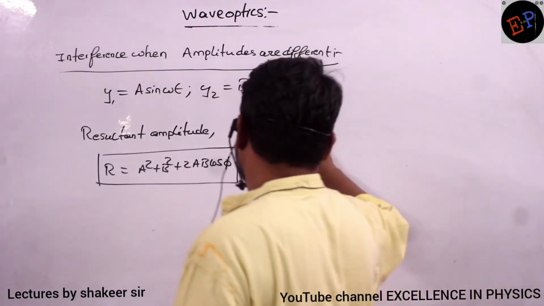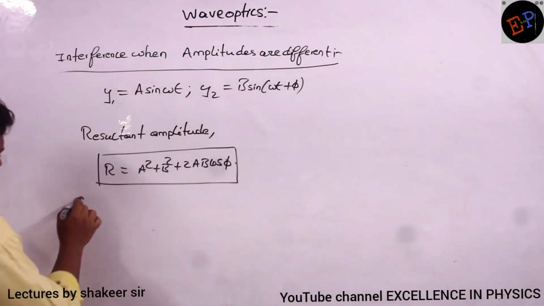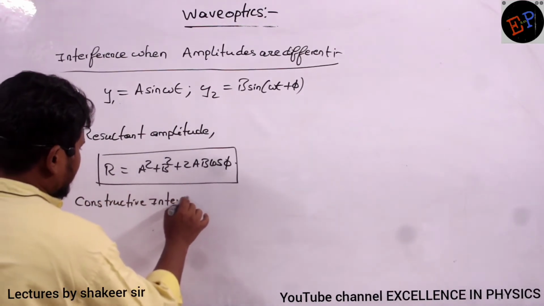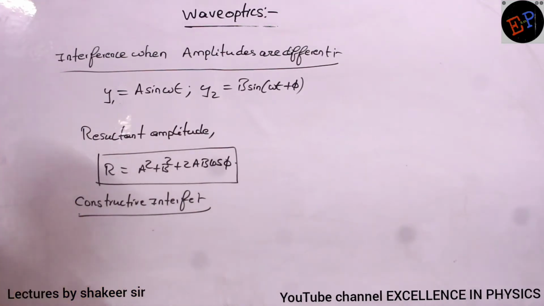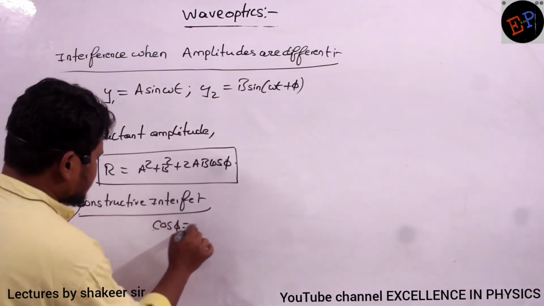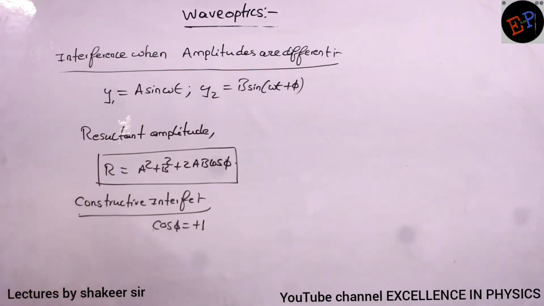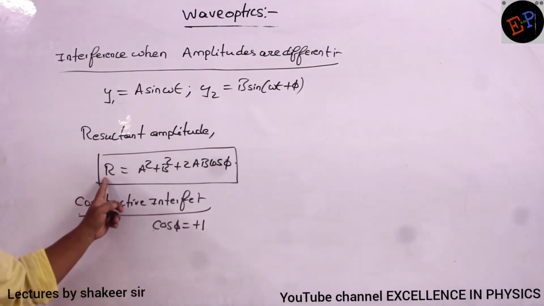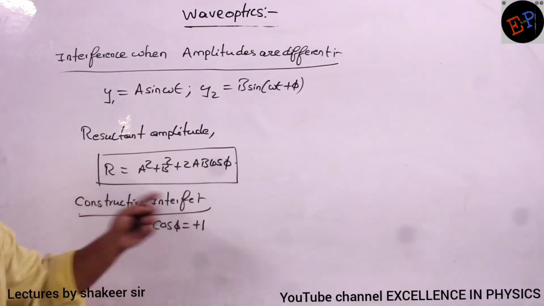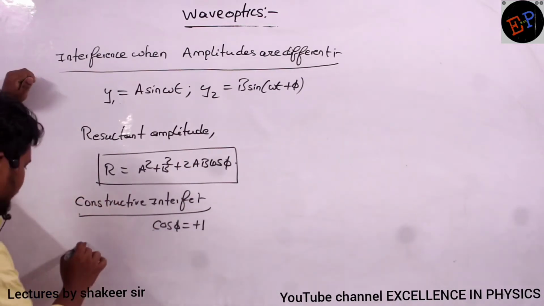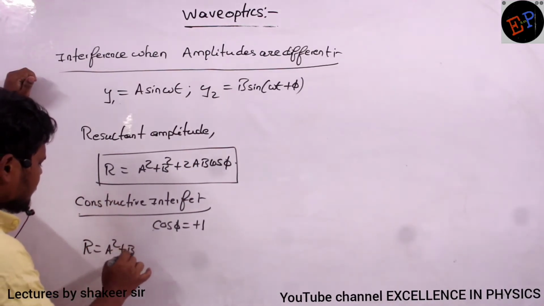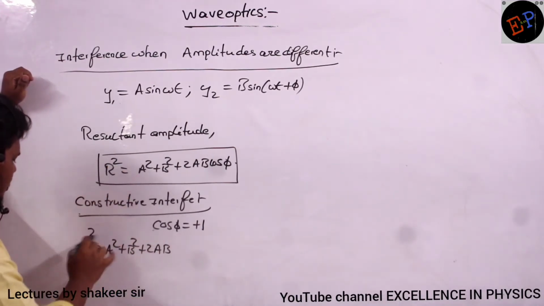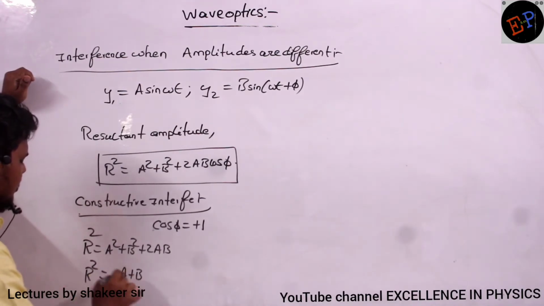Okay? Now see. So here again, if I write constructive interference. So constructive interference is possible in which condition? When cos phi becomes plus 1, no? When cos phi becomes maximum, then resultant amplitude will be maximum, then it is called constructive. So when cos phi becomes 1, then R value will be how much? It is A square plus B square plus 2AB. So this is R square, not R. So R square is equal to A plus B whole square.